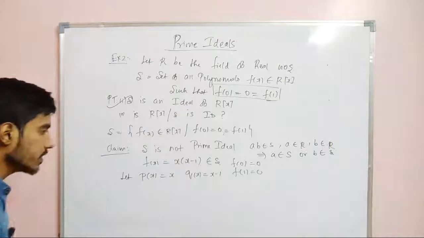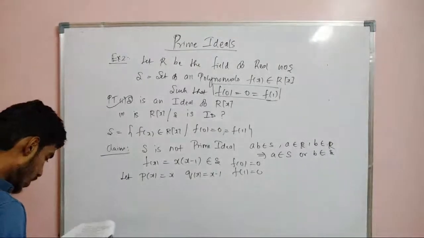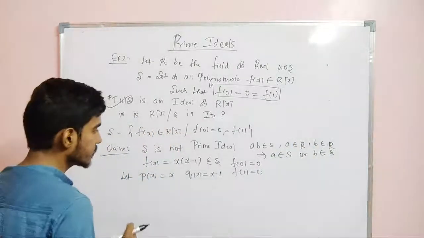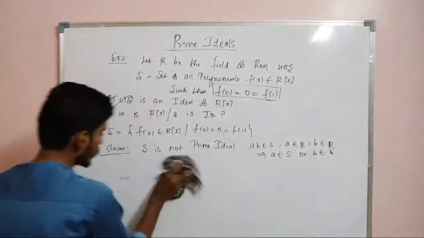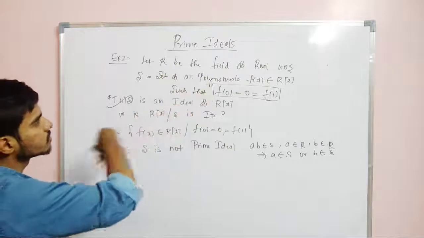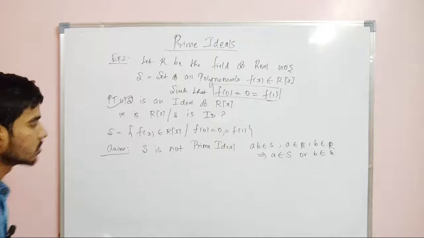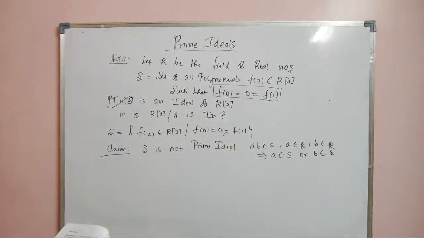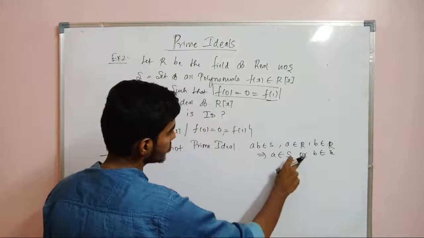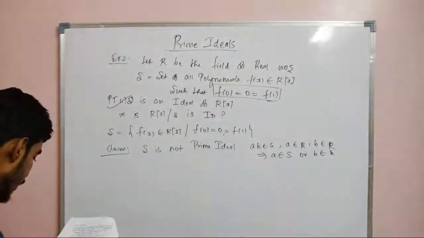Now this is a condition: you just take two elements in R. So I will do it in a more convenient way. I can choose A, B in R. Here R is the field of real numbers. So AB belongs to S means either A belongs to S or B belongs to S, right? This is a condition for prime ideal, right? Yes.